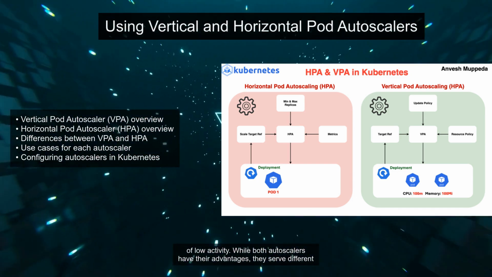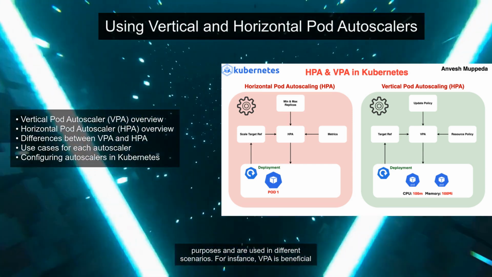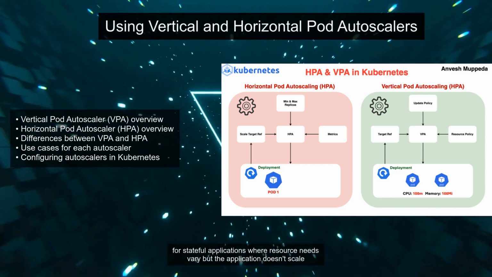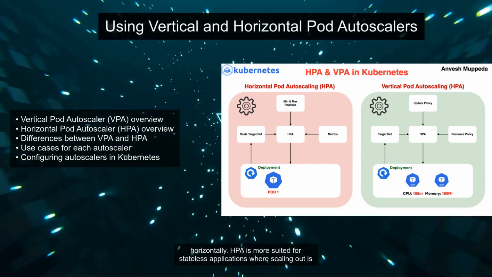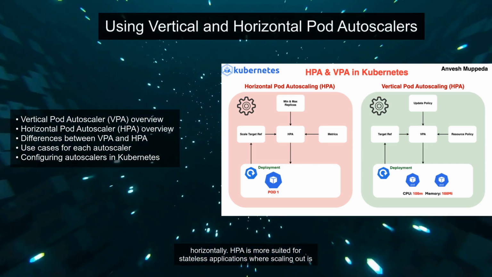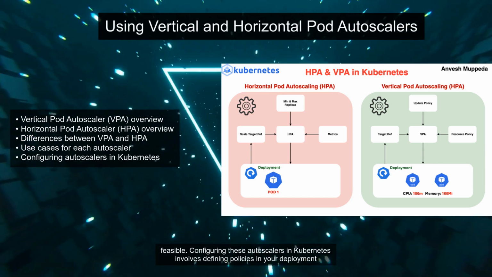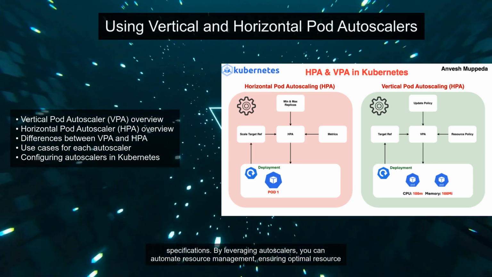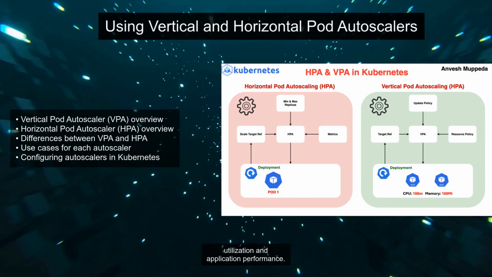While both autoscalers have their advantages, they serve different purposes and are used in different scenarios. For instance, VPA is beneficial for stateful applications where resource needs vary but the application doesn't scale horizontally. HPA is more suited for stateless applications where scaling out is feasible. Configuring these autoscalers in Kubernetes involves defining policies in your deployment specifications. By leveraging autoscalers, you can automate resource management, ensuring optimal resource utilization and application performance.